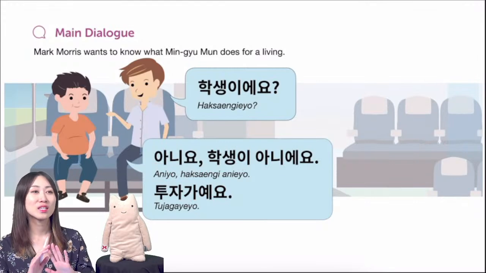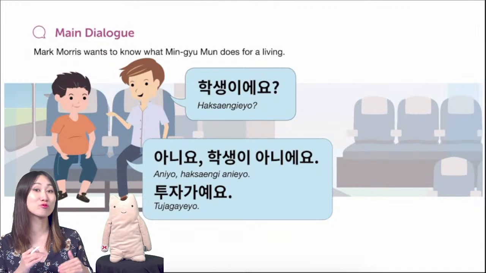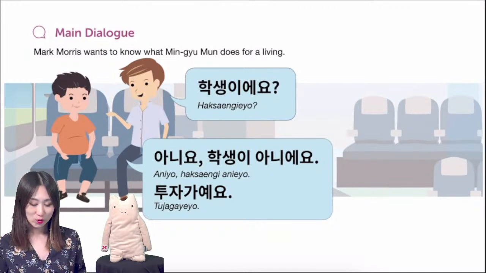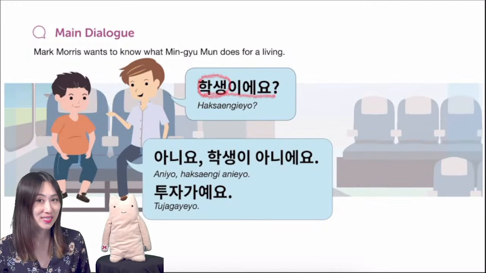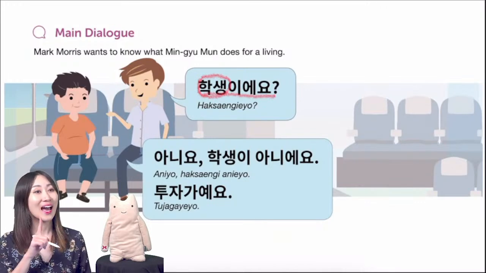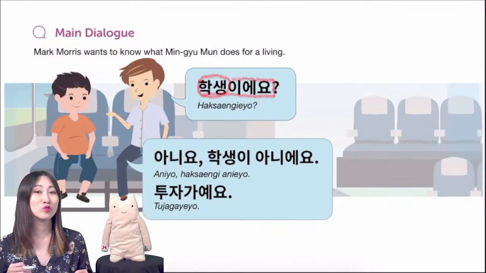So these are very important sentence patterns. They're really important, basic but the most common ones. The first sentence is 학생이에요. Are you a student? Student in Korean is 학생. And 이에요, this is what we learned before, and it means to be.